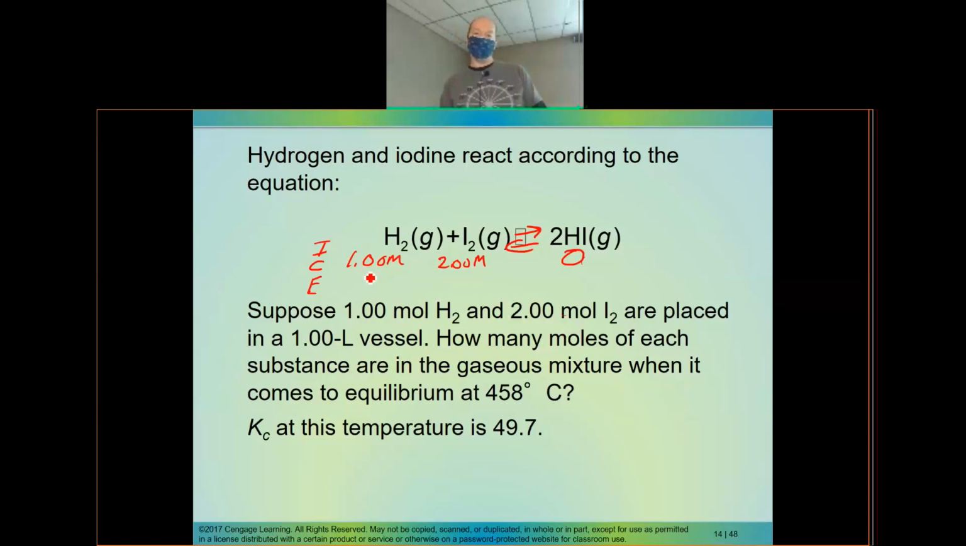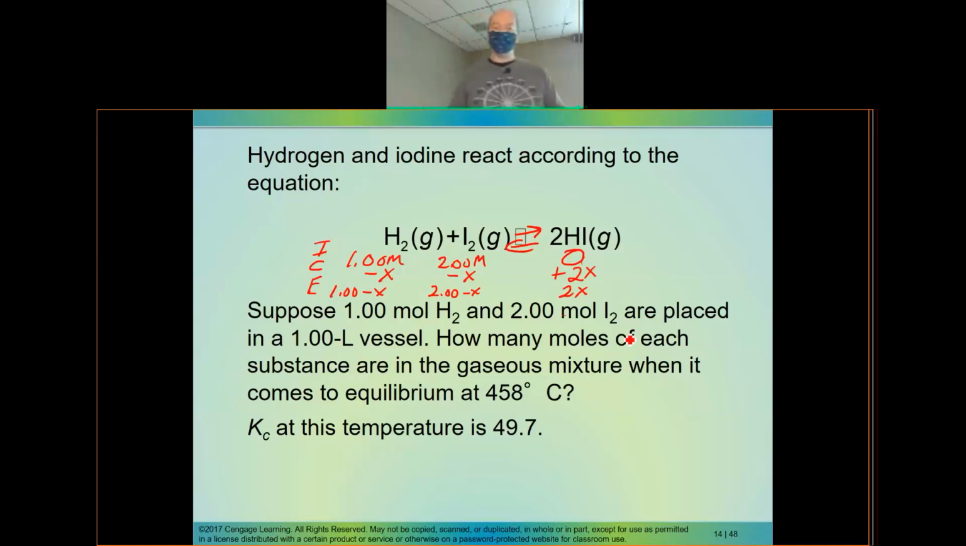And so you have minus the coefficient of 1x for hydrogen. You have minus the coefficient of 1x for iodine. You have plus the coefficient of 2x for HI. Make sure you're looking at your coefficients. All right, so at equilibrium, we have 1 minus x, we have 2 minus x, and we have 2x.